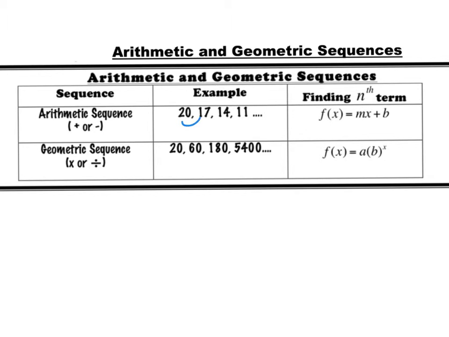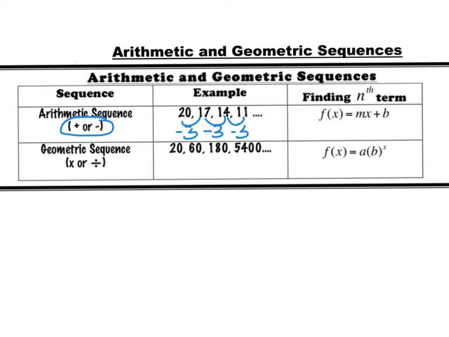11. In every case, to go from 20 to 17, I subtracted 3. And from 17 to 14, I subtracted 3. And then from 14 to 11, I subtracted 3. Arithmetic sequences are when the operations between the terms are using addition and subtraction. And so in this case, because we use subtraction, this first one is an arithmetic sequence.